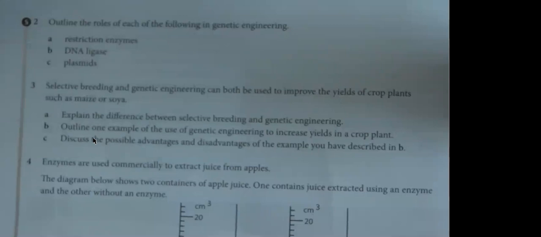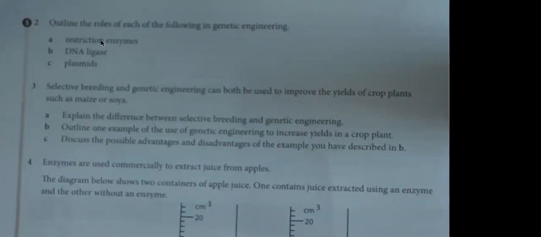Outline the role of each of the following in genetic engineering. So you need to understand the role. When we say the role, we mean application. So what is the role or application of restriction enzymes? Yes, Hala? They cut the required genes or bases in both the bacteria plasmid and human DNA.